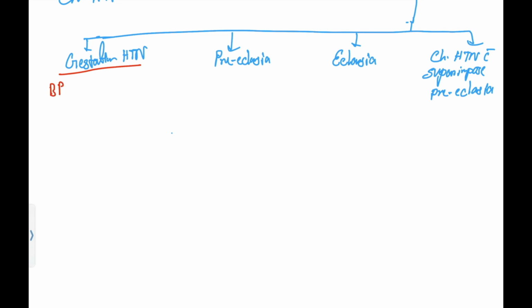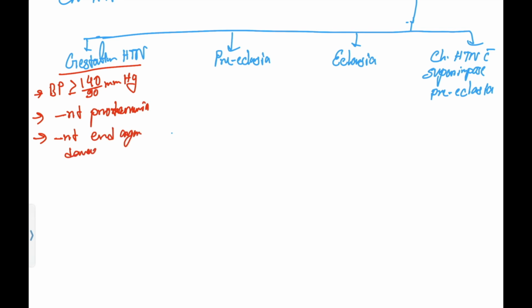Chronic hypertension means BP will be more than or equal to 140 by 90 mmHg. Only BP will be high. Other features won't be present. Means absent proteinuria, there will be no protein in the urine. Absent end organ damage. Okay, end organ damage.